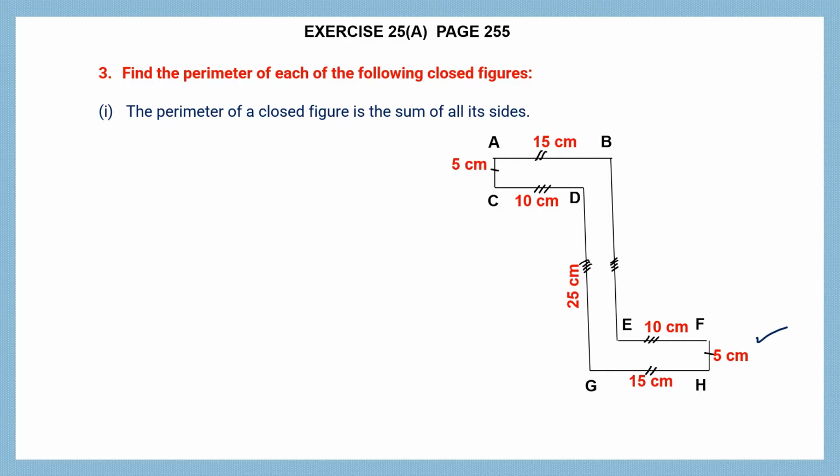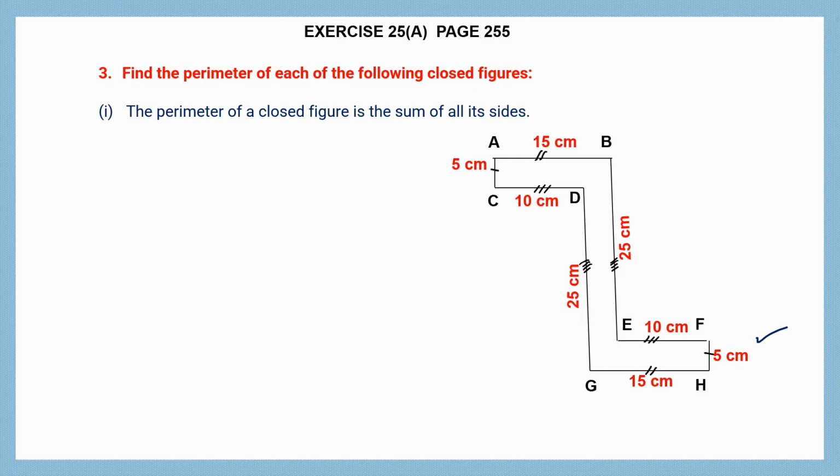Now, look out for the side that has four lines. So, if you can see, BE has four lines and DG also has four lines. So, if DG is 25 centimeters, that means BE is also 25 centimeters. So, first thing you need to do is find the measurement of all the sides. Now all we have to do is just add up all these sides and you will get your perimeter.